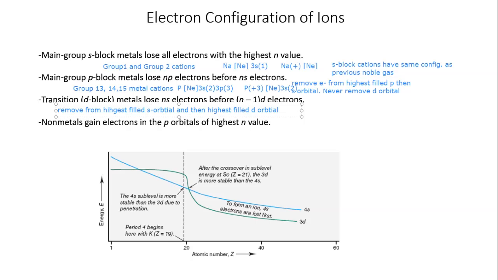Before you fill them with electrons, the s is lower than the d. But once you fill them with electrons, they switch, and the s becomes higher in energy than the d.